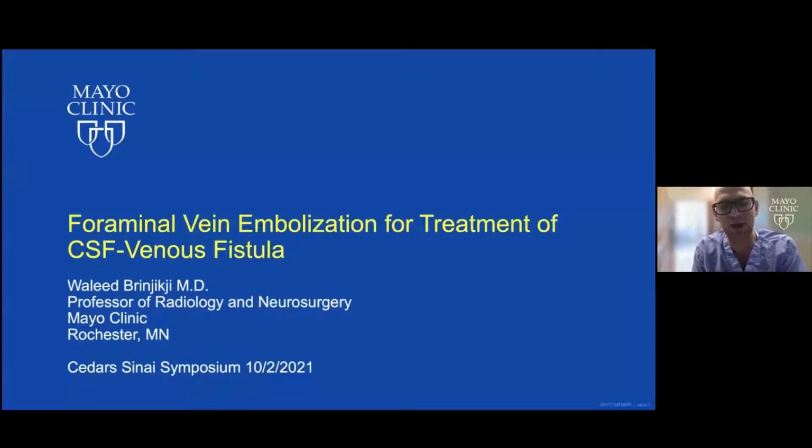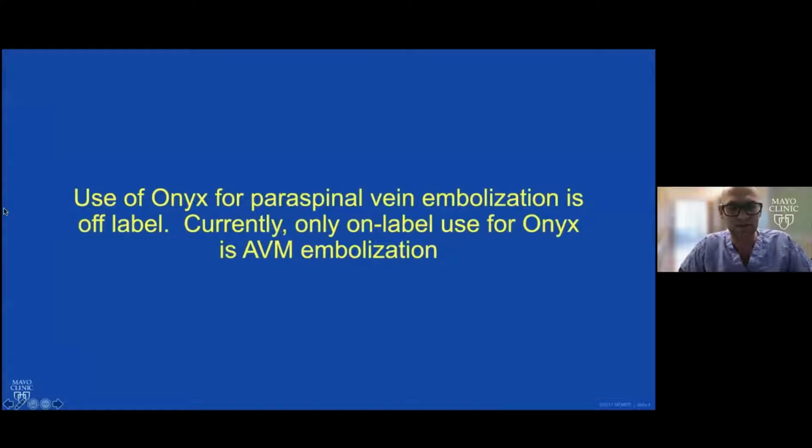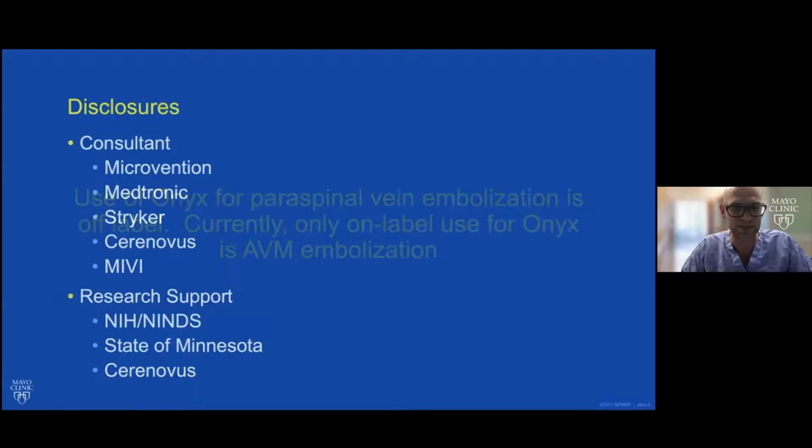So I'll be talking about foraminal vein embolization for treatment of CSF venous fistulas. I think it's a nice segue from the work of Tim, Mark, and Wouter. Just an off-label indication: Onyx for paraspinal vein embolization is currently off-label. The only on-label use for Onyx is arteriovenous malformation embolization.